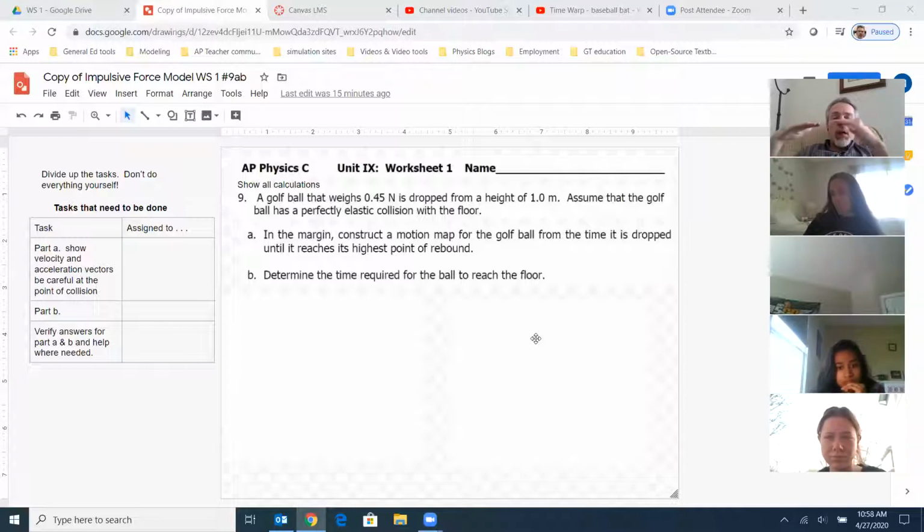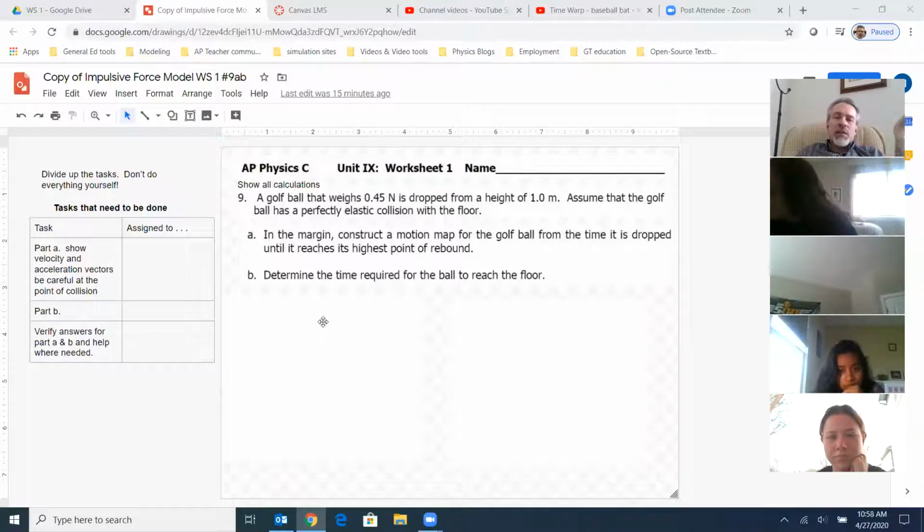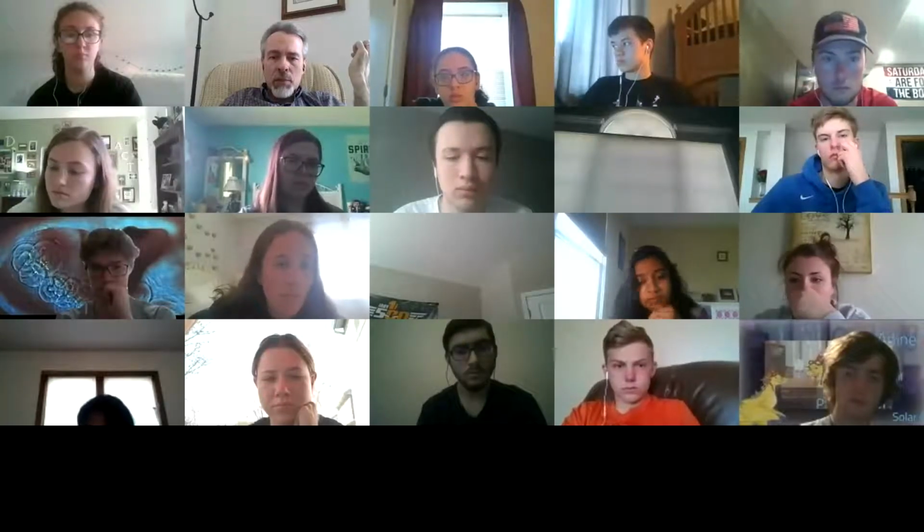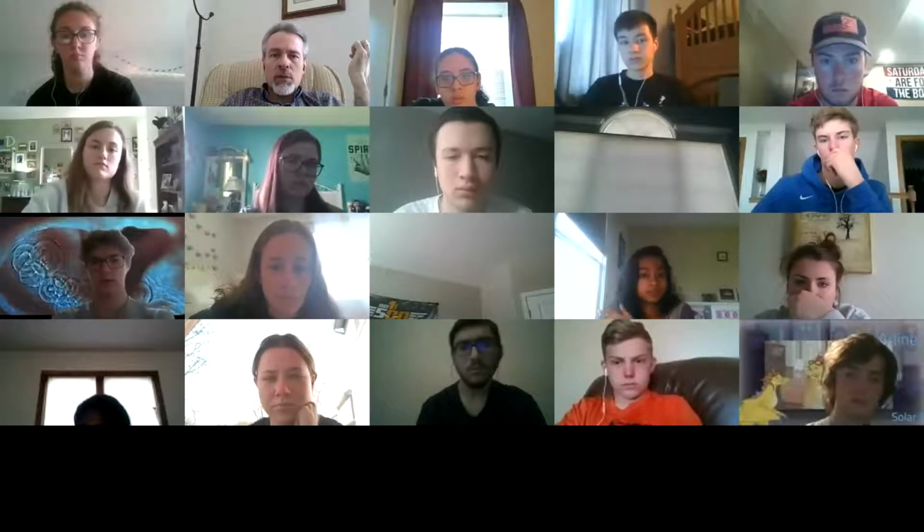I would like you to draw the motion map from when it's above the floor to where it hits the floor, and then it bounces back up to the same height. So it's kind of important you draw the motion map there. Spend your time on it, because I want to talk about that. And then part B should be kind of easy. It's just kinematics, finding the time it takes. All right, so let me stop sharing and open up the breakout room so you guys can go there.